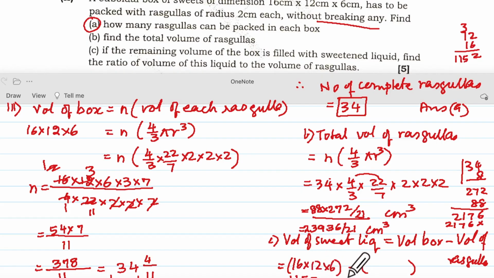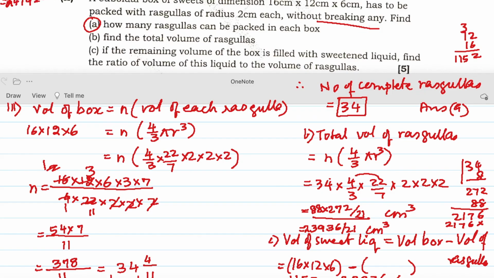1152 minus 2396 upon 21. So now, which is equal to, 21 multiplied by this. 21 2's 42, carry 4, then 21 5's 105, 109, carry 10, 21 1's 21 and 10, 31, carry 3, 21 1's 21 and 3, 24.